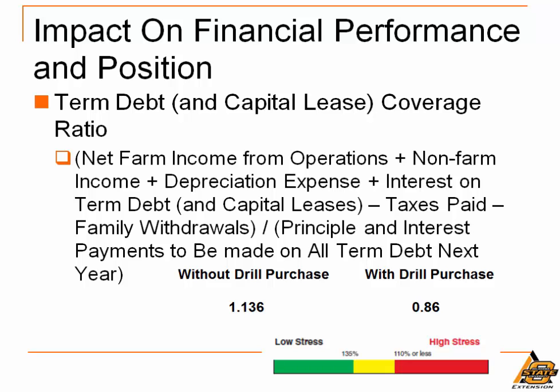The most serious problem with the proposed drill purchase shows up in the term debt coverage ratio, which is of course a measure of debt repayment capacity. The farm only had about a 13% cushion regarding their ability to make principal and interest payments on existing term debt to begin with. The drill purchase would add enough anticipated term debt payments to that burden that the term debt coverage ratio would be projected to fall to about 0.86, indicating that the farm would fall short of having enough cash available to make all of its term debt payment obligations.